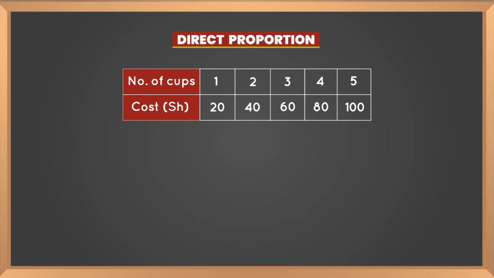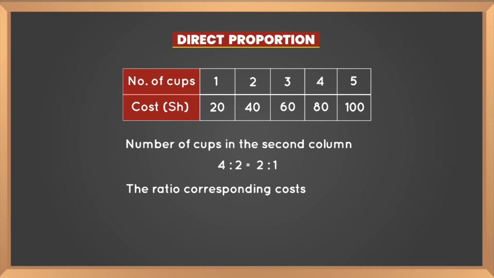There are two types of proportion, that is direct and inverse proportion. So, first of all, let us learn about direct proportion. This table shows the cost of various numbers of cups at 20 shillings per cup. The ratio of the number of cups in the fourth column to the number of cups in the second column is 4 is to 2, which is equal to 2 is to 1. The ratio of the corresponding costs is 80 is to 40, which is equal to 2 is to 1.